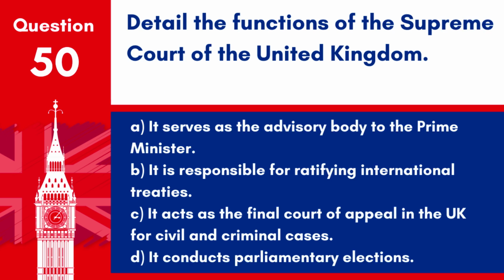Question 50. Detail the functions of the Supreme Court of the United Kingdom. A. It serves as the advisory body to the Prime Minister. B. It is responsible for ratifying international treaties. C. It acts as the final court of appeal in the UK for civil and criminal cases. D. It conducts parliamentary elections.